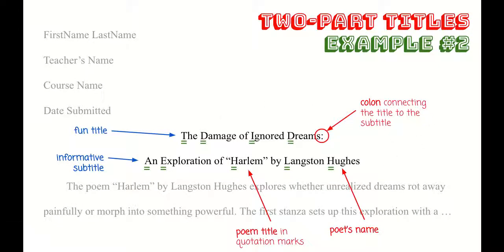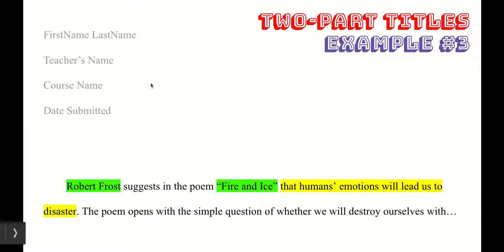So there is, again, just the reminder that I have that colon at the end of my first line of my title, and then also that I'm using title case throughout. All right, last example, I have another topic sentence here. Robert Frost suggests in the poem Fire and Ice that humans' emotions will lead us to disaster. And so I have the central idea of my paragraph is going to be about human emotions and disaster.